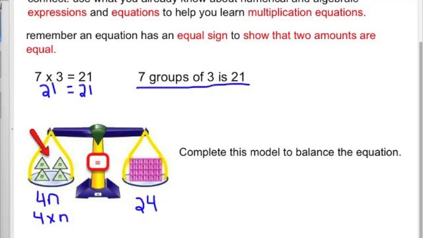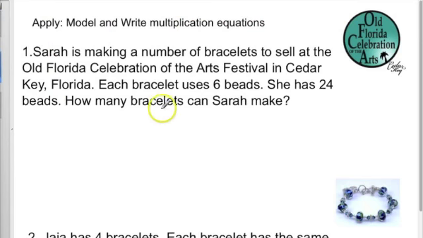Let's look at some word problems. Let's look at this first word problem. We're going to apply what we're learning to this word problem to make it a multiplication equation and a multiplication model. Sarah is making a number of bracelets to sell at the Old Florida Celebration of the Arts Festival in Cedar Key, Florida. Each bracelet uses 6 beads. She has 24 beads. How many bracelets can Sarah make?